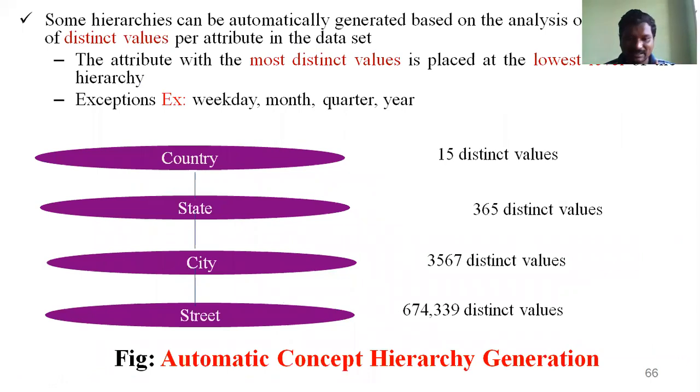Here for the country, I already explained that one. Here street, how many streets are there? How many cities, district values, and how many districts are there? In this way, the automatic concept hierarchy for this one is a simple representation.